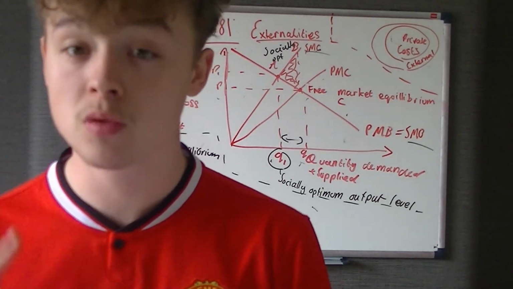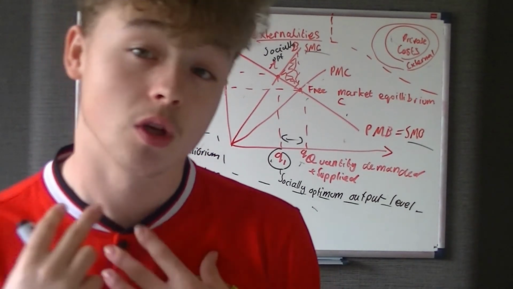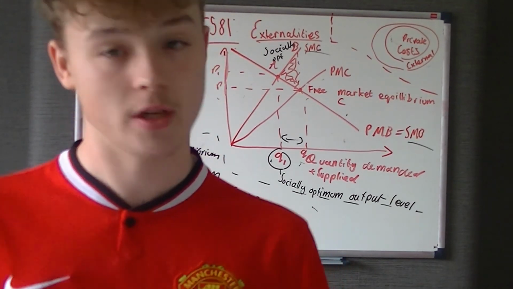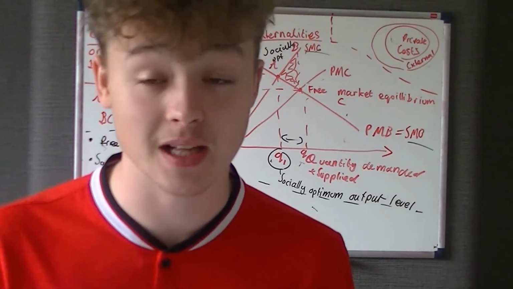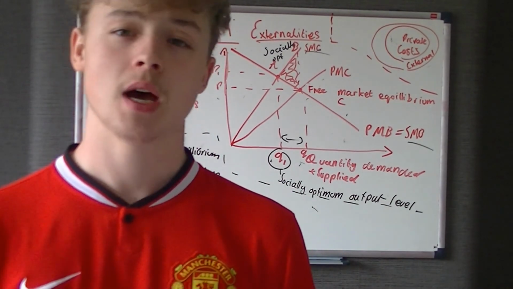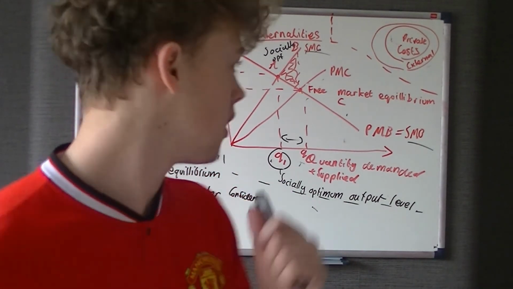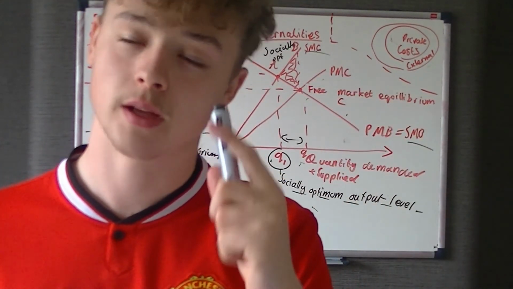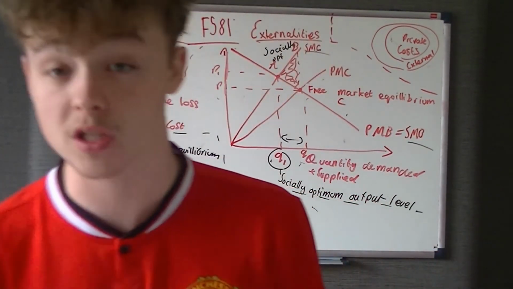This results in too high a level of demand, Q0. That means there is excess demand equal to Q0 minus Q1. This means the economy is allocatively inefficient and therefore will fail. And then your next paragraph is how this can be resolved.